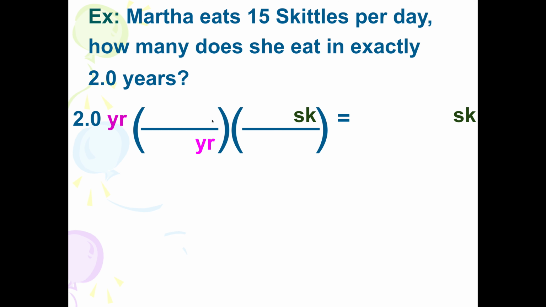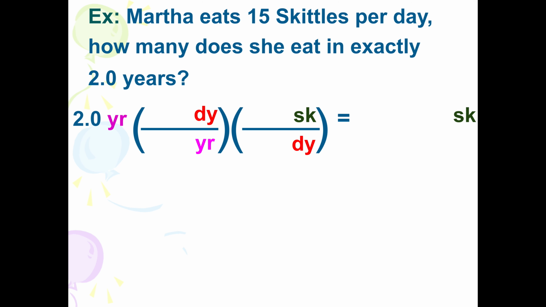Now in the middles, you want to look at what connects and what makes sense here. So in this case, the only thing that's missing is days. So we're going to put days in there. And this makes sense because we can convert between days and years, and we can also convert between Skittles and days. So now we just need the numbers. Numbers go last. That's why it's called unit analysis.